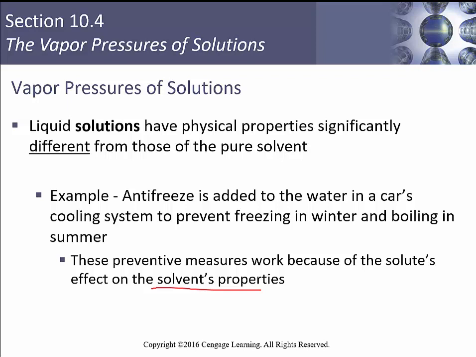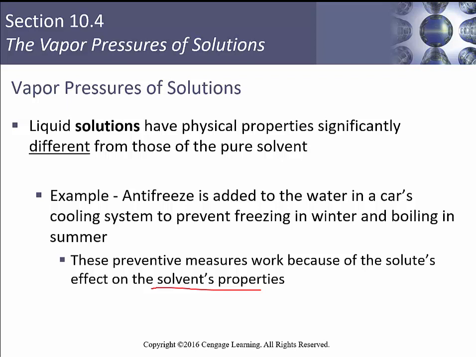Right? So we're going to look at two different cases where we've got a liquid solvent and a solid solute, like salt in water. And then we're also going to look at a case where we're mixing two liquids together. And how is that going to affect some of our physical properties like melting point, boiling point, and vapor pressure?